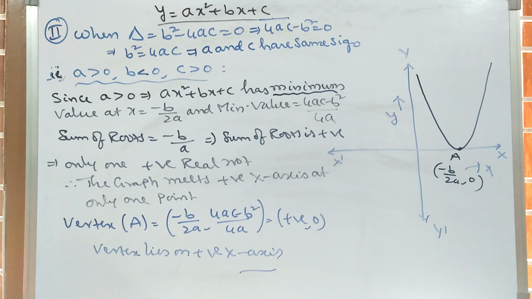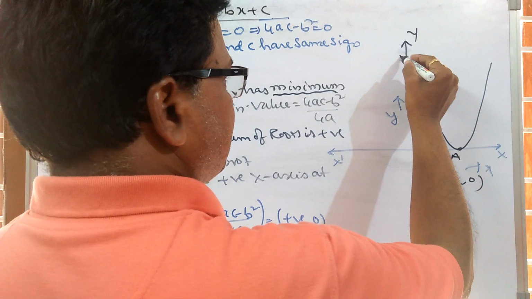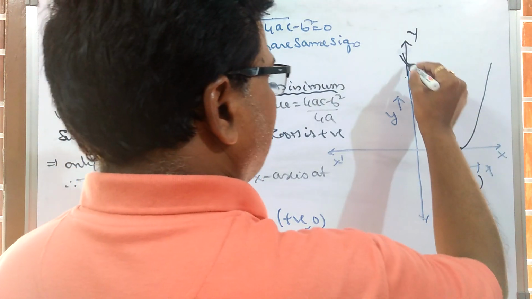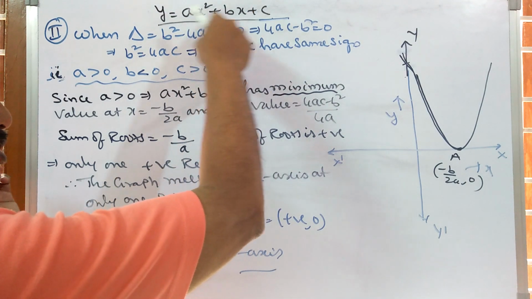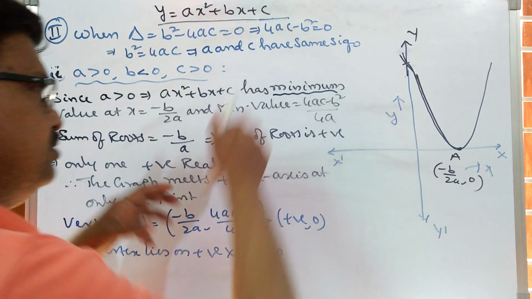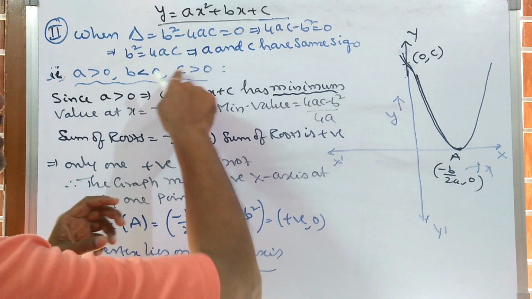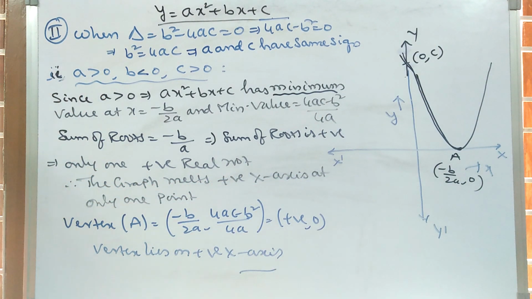Right, this is the graph we are getting in this case. Note down all of it. And we can also find where this graph meets the y-axis. Where this graph meets the y-axis, that means x is equal to 0. If you substitute x is equal to 0, what is the y value? C. That means this point is nothing but (0, c). And we know that c is positive now. That's why it is intersecting the positive y-axis. Note this.